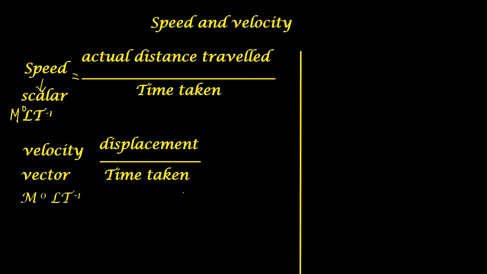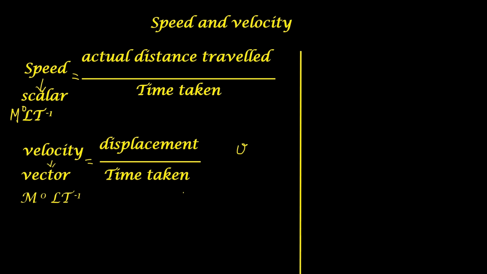Velocity is equal to displacement by time taken. It is a vector quantity, so it has both direction and magnitude. It is displacement by time taken, and displacement we have already seen is a vector quantity. So velocity also is a vector quantity. Its dimension formula is M raised to 0 L T raised to minus 1, same as that for speed.